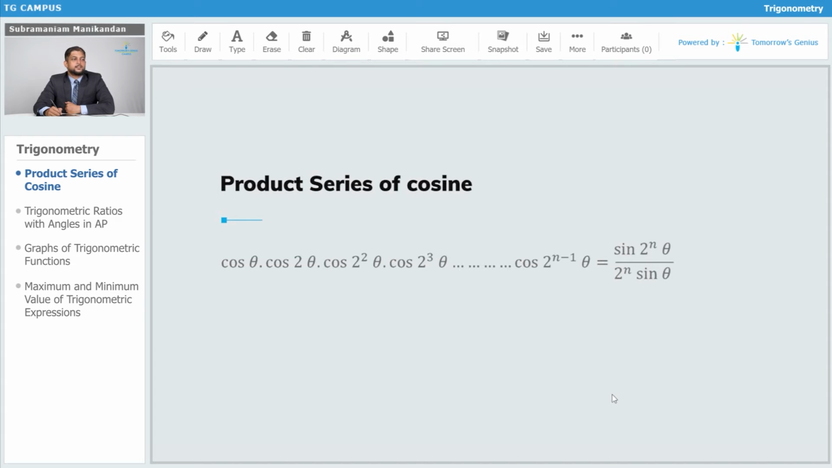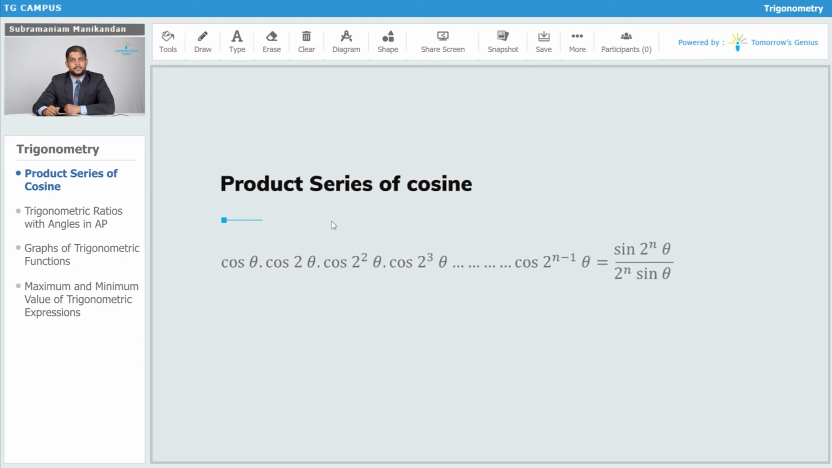Cos theta times cos 2 theta times cos 2 square theta times cos 2 cube theta, going on like this until you reach cos 2 to the n minus 1 theta, equals sine of 2 to the n theta divided by 2 to the n sine theta. How do we get this result?